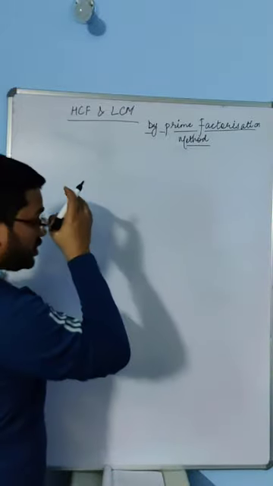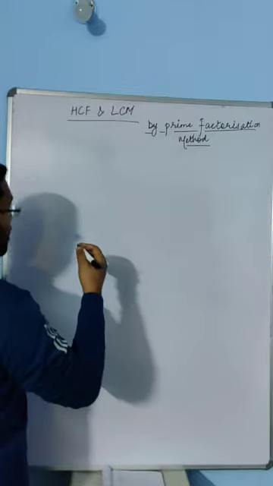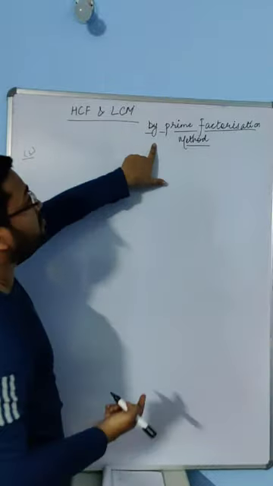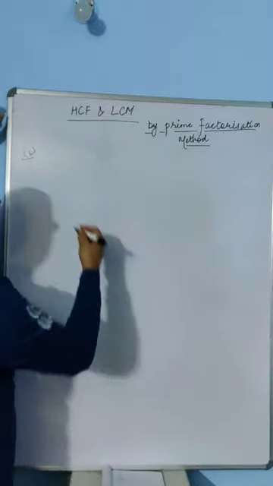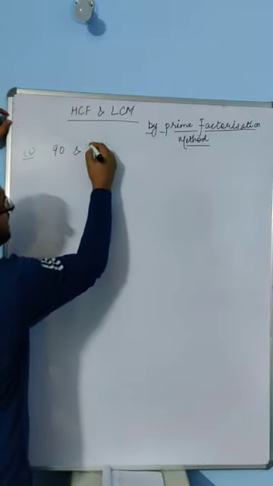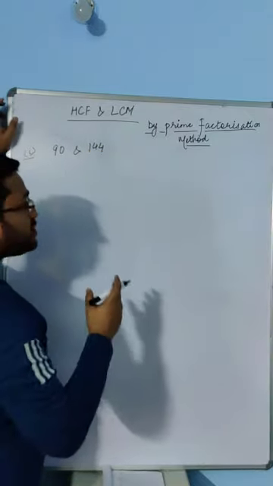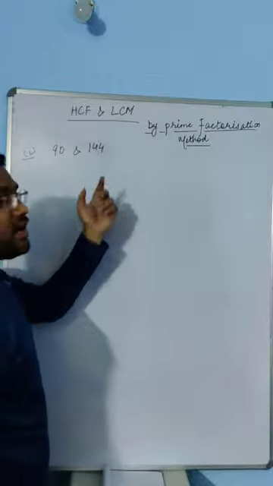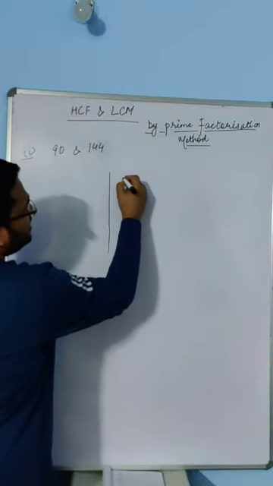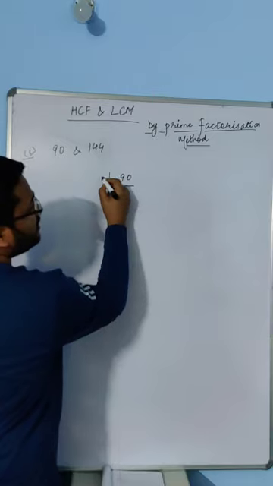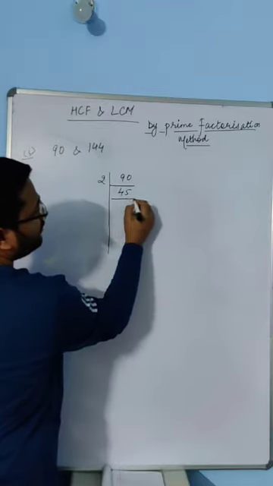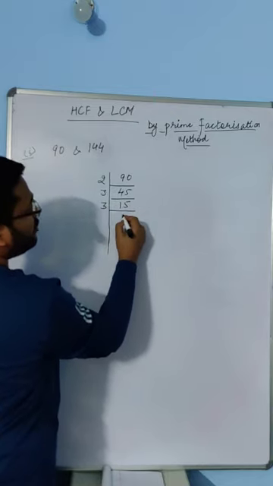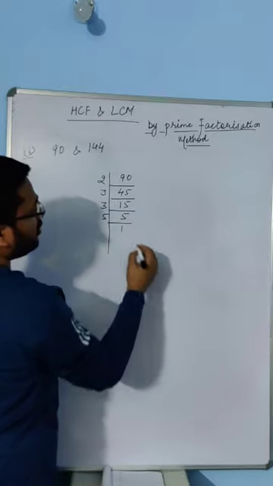Okay, so straight away I'll start with a question. Let's say you have to find the HCF and LCM by the prime factorization method, for the first case 90 and 144. The first step is to prime factorize both numbers, 90 and 144. First I am going to prime factorize 90. Clearly 90 is an even number, so divided by 2, you get 45. Now 45 divided by 3, you get 15. Again divided by 3, you get 5. Again by 5, you get 1.